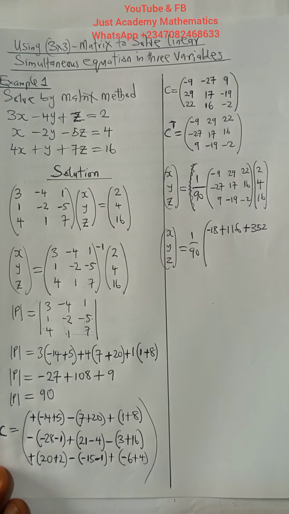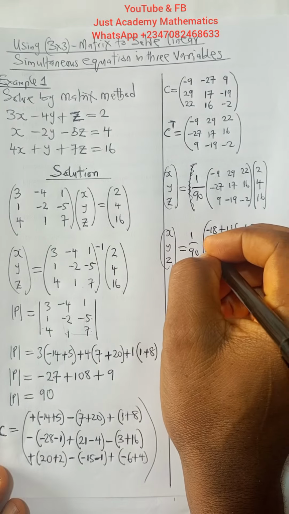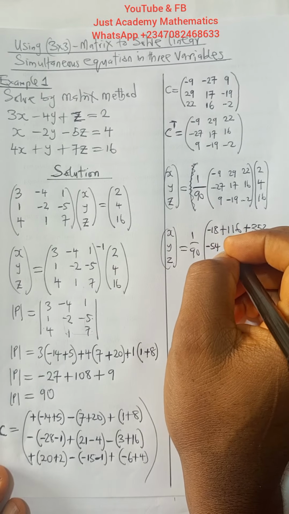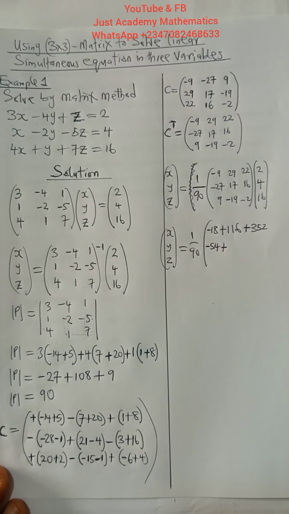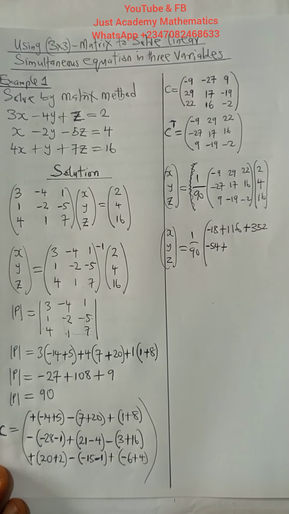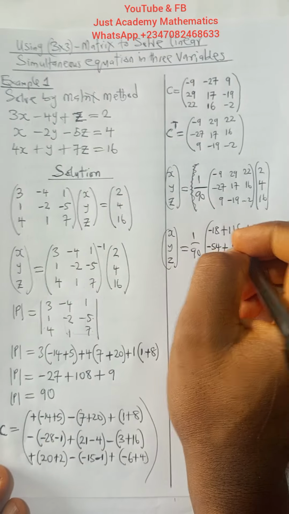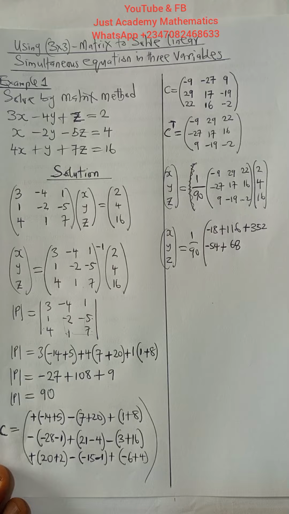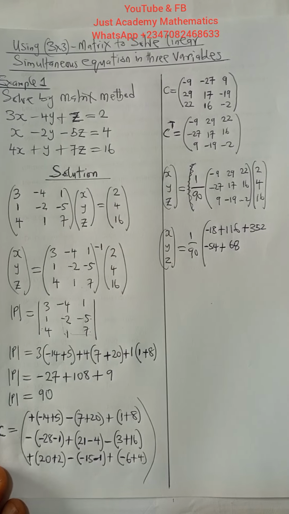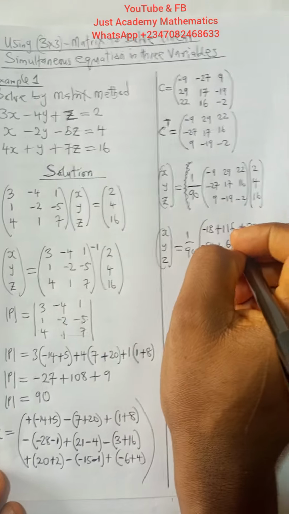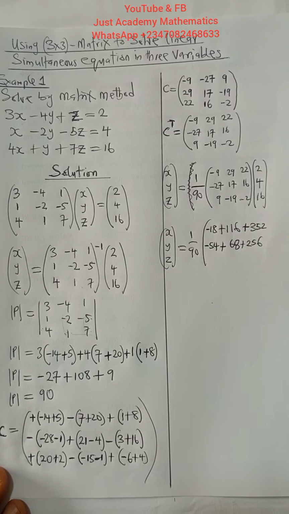Then we'll go with second row. Minus 27 times 2, of course, will give us minus 54. Then plus 17 times 4 will give us 68. And 16 times 16 will give us 256. Are you with me now?